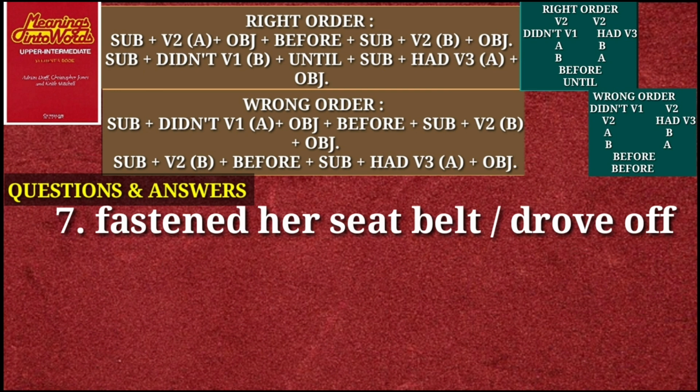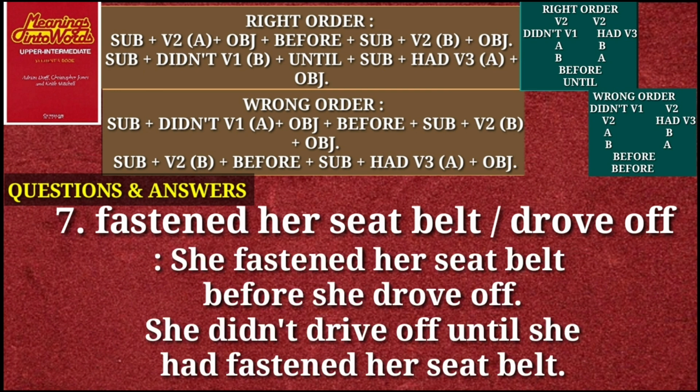Question number 7. Fastened her seat belt, drove off. Here in this question, fastened her seat belt is the first task done, whereas drove off is the second task done. So this question is in right order, and the answer is: she fastened her seat belt before she drove off. She didn't drive off until she had fastened her seat belt.